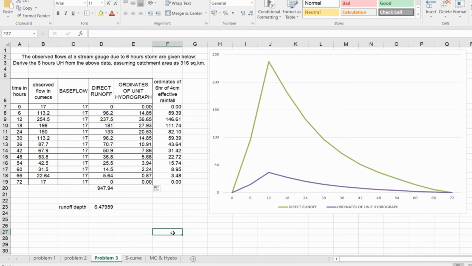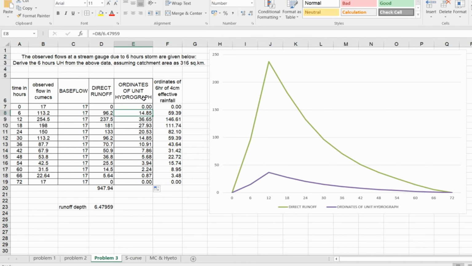So if I know how much excess rainfall or effective rainfall has happened today, and I determine it to be 4 centimeter, 5 centimeter, or whatever, then whatever the ordinates of the unit hydrograph were, I'll multiply them with the centimeters of excess rainfall. So these ordinates will be multiplied by 4 centimeter. Now see here, these ordinates were representing 6.47 centimeter of effective rainfall. Now I want to calculate, if there is 6 hour rainfall and 4 centimeter of effective rainfall, how much my ordinates will be.